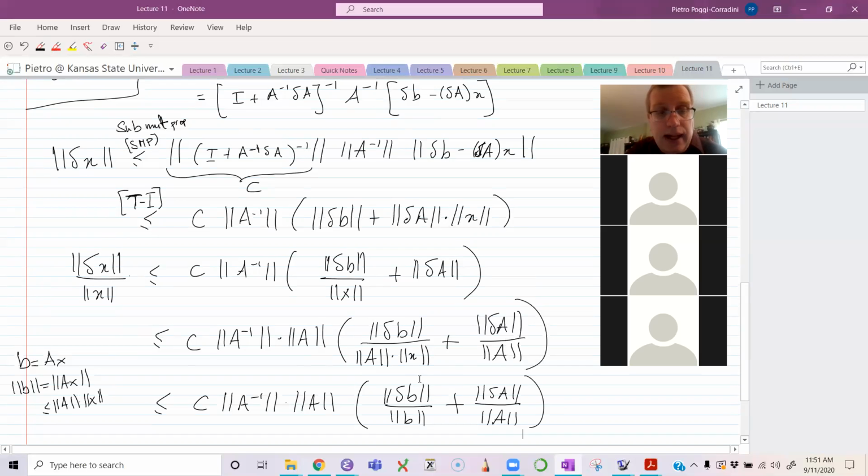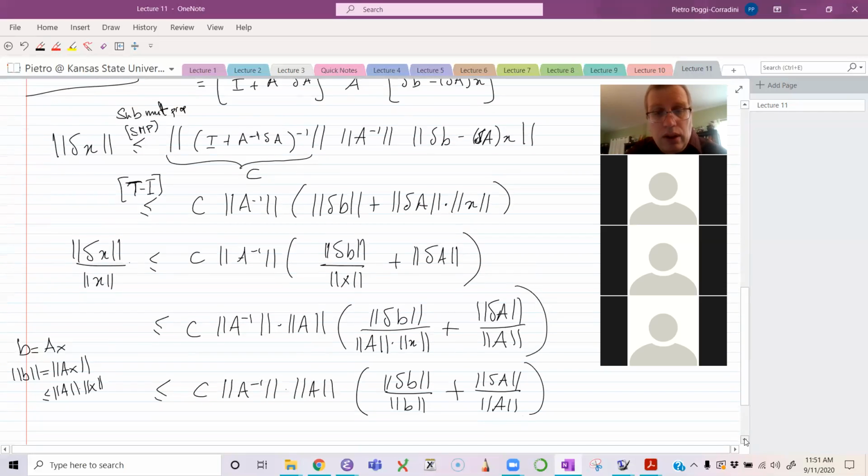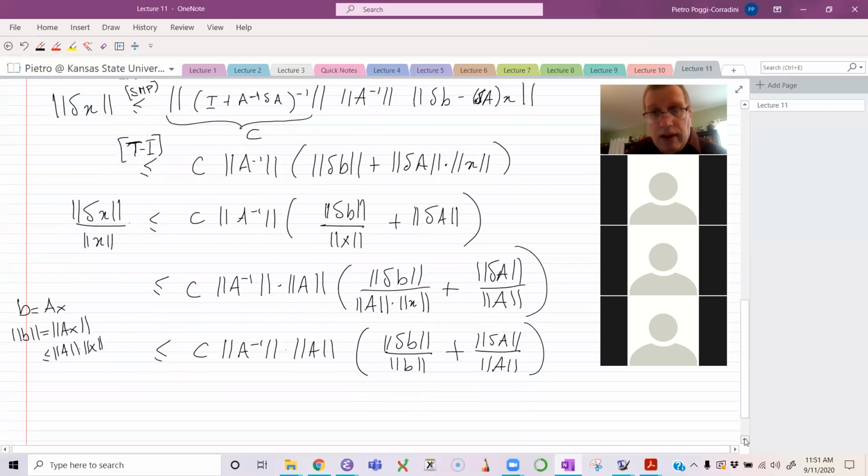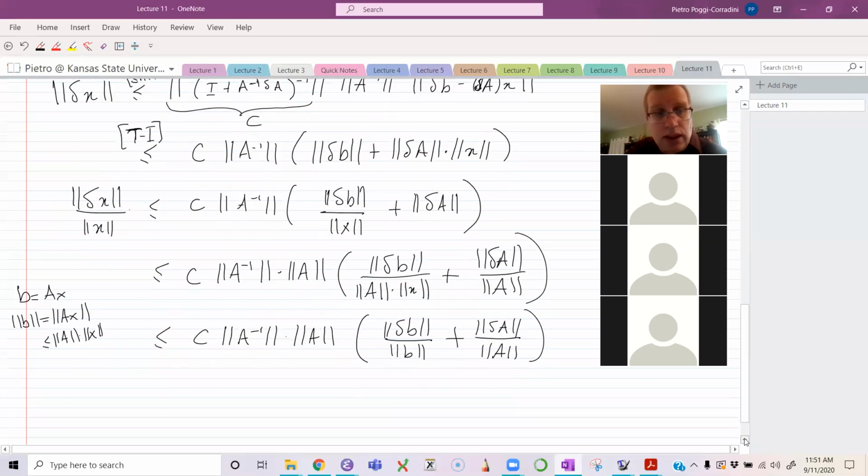So that's kind of relating the forward error to the backward error in a sense, and so in relative terms. And so this is just a constant, right? Because it's kind of a universal constant type thing. So really what matters is this product here. And this product has a name. It's called the condition number of the matrix.